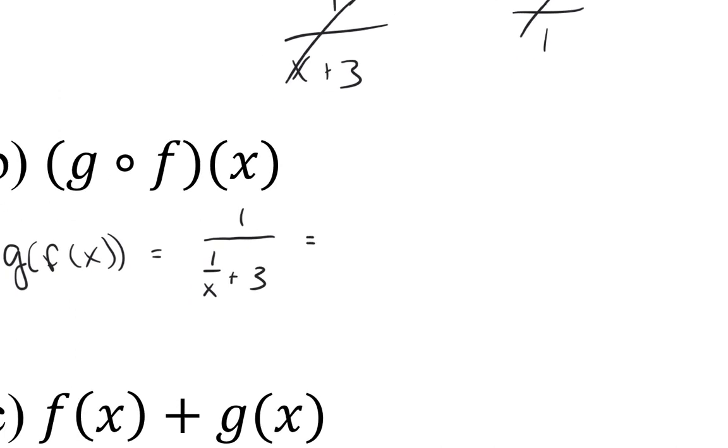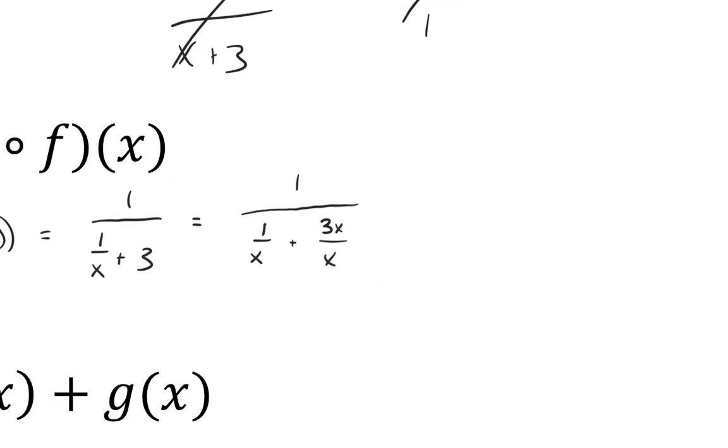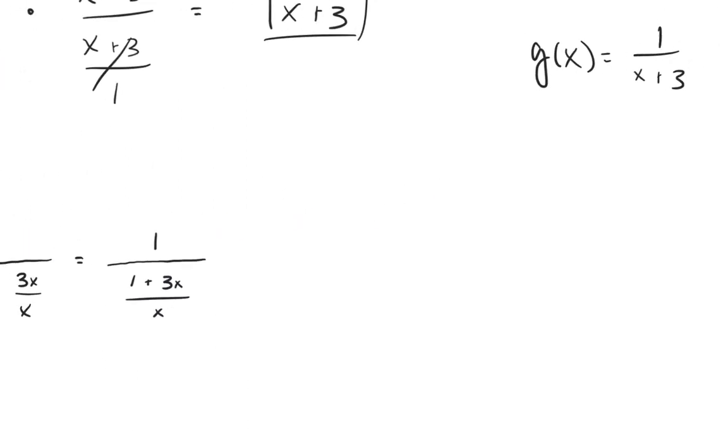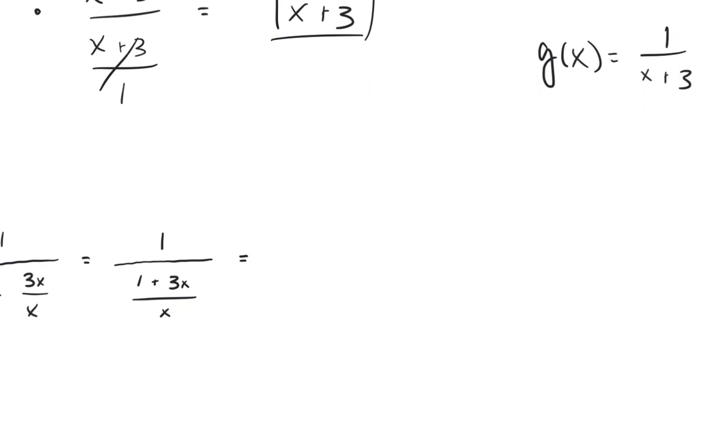Now, I'm going to rewrite this a little bit. Say 1 over x plus the 3, I'm going to write as 3x over x, just so I can get a common denominator so I can go ahead and add those across. Now this is going to look like 1 over 1 plus 3x over x. Now here, since we have 1 over a fraction, that's just going to equal the reciprocal of our denominator. It's going to be x over 1 plus 3x.